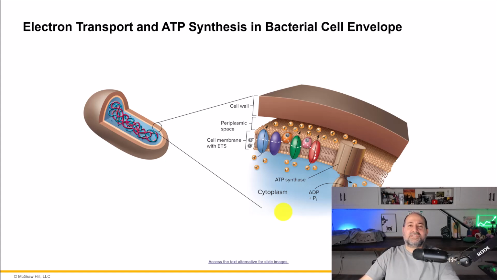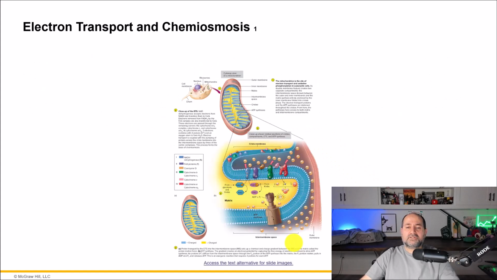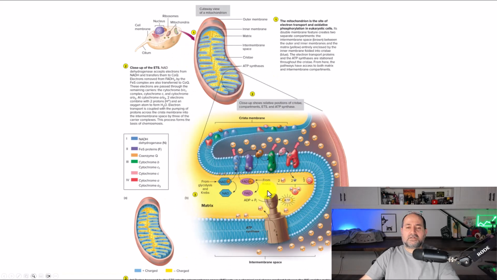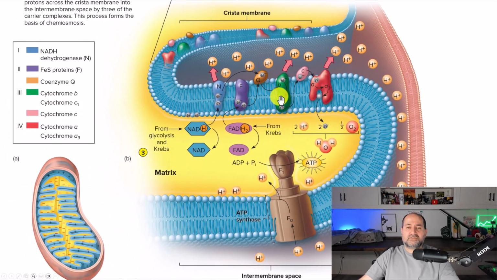Now let me show you something cool. This is the difference between a bacterial cell or prokaryotic cell versus the eukaryotic cell. Remember, in eukaryotic cells, oxidative phosphorylation and several of the steps of cellular respiration occur in the mitochondria, right? Which means protons are pumped from the matrix of the mitochondria to the intermembrane space of the mitochondria.